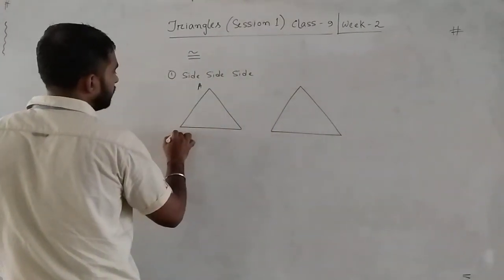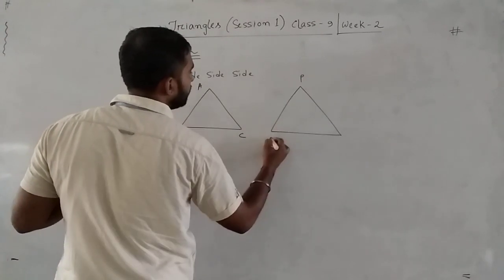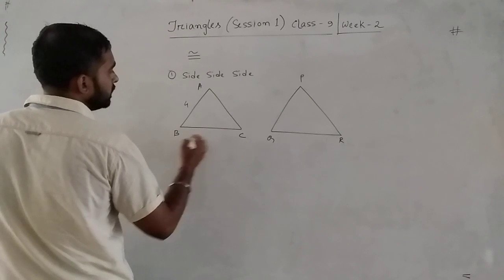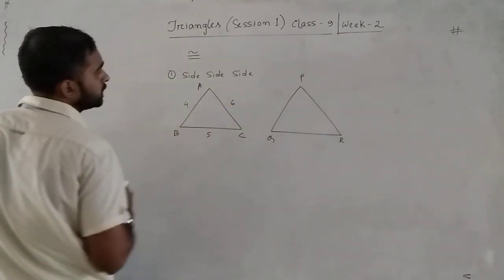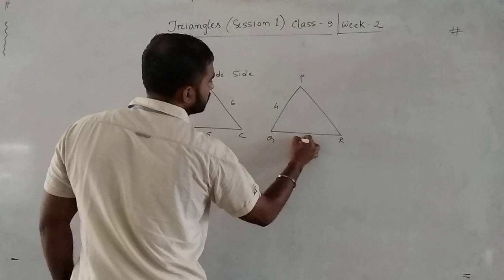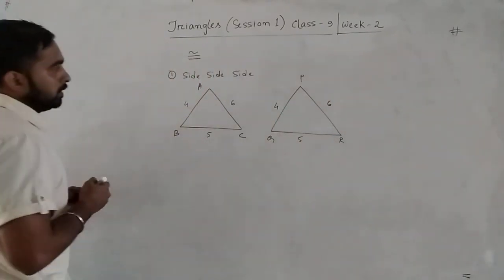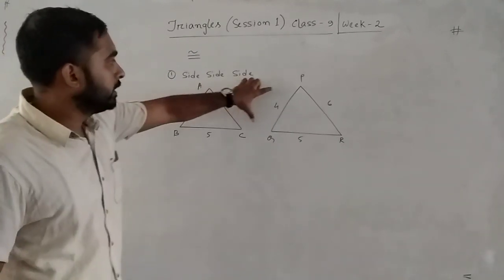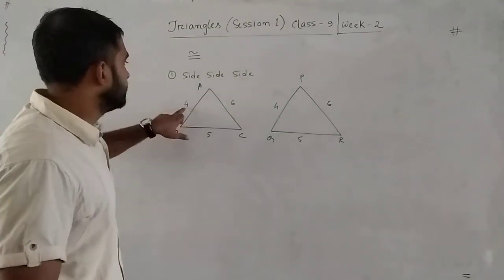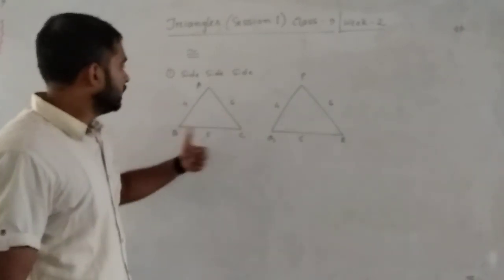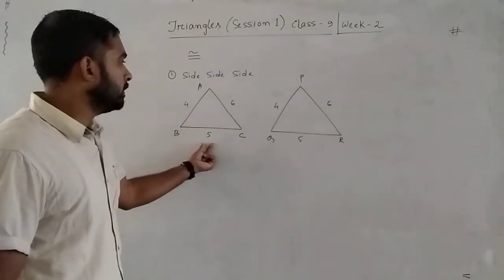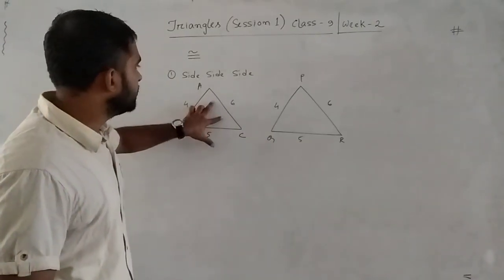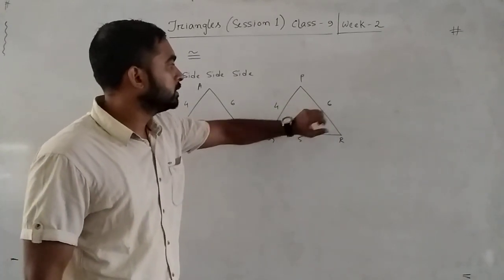We name them ABC and PQR. Suppose this side is 4 cm, this one 5 cm, this one 6 cm. Now see, here side AB equal to 4 cm and here PQ equal to 4 cm. The measurements of these two sides are the same. And then BC equal to 5 cm, QR equal to 5 cm, they are also the same. And AC equal to 6 cm, PR also 6 cm.